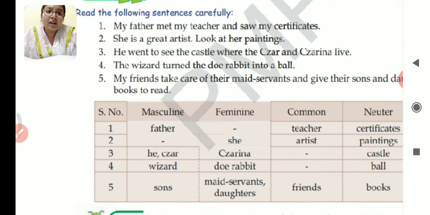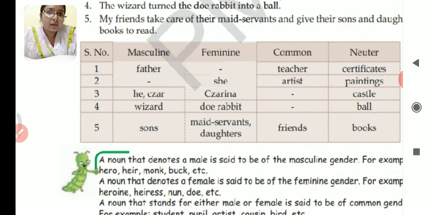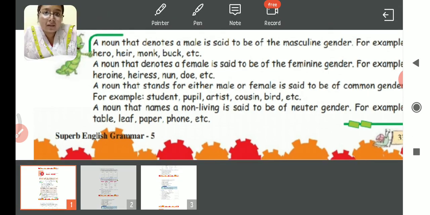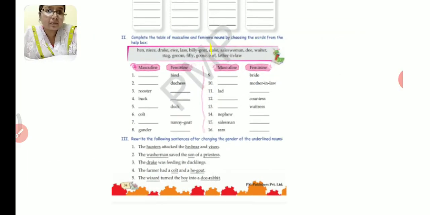Second, she is a great artist. Look at her paintings. She is a feminine. We are talking about a female person, so she will come under feminine. Artist is an occupation, so occupation comes under common gender, and paintings. Paintings are non-living things, so that will come under neuter gender. So similarly, these sentences are done. Now let us come to the exercises.